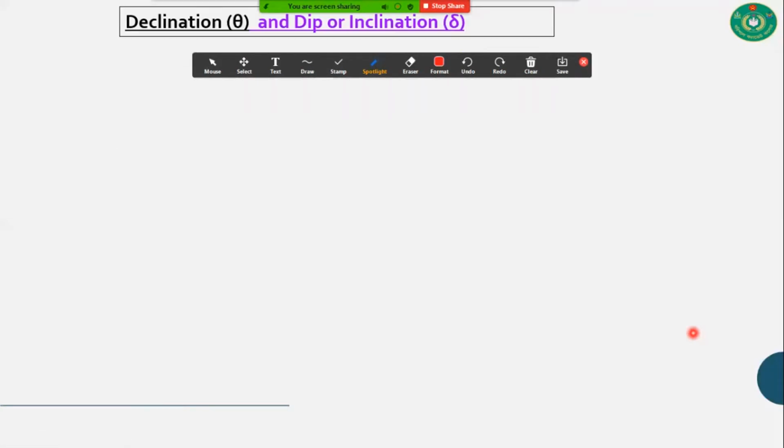Okay, my dear boys, I think you will get a clear concept, or you have got a clear concept about terrestrial magnetism. Now I'm going to discuss declination and inclination, which is symbolized by delta.